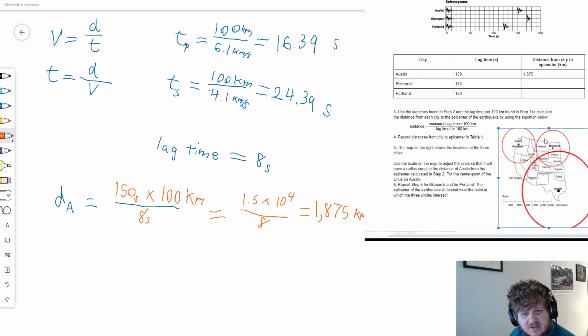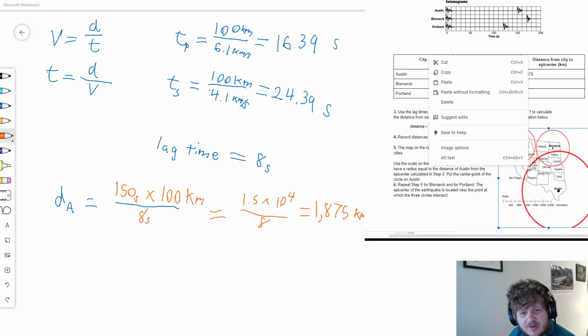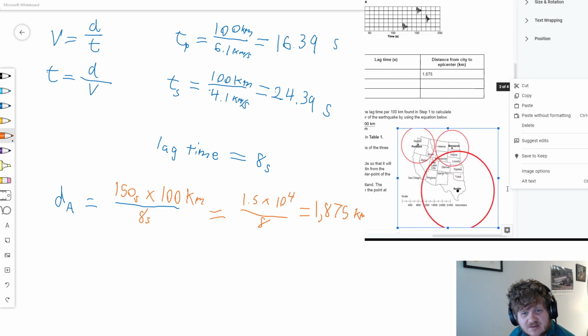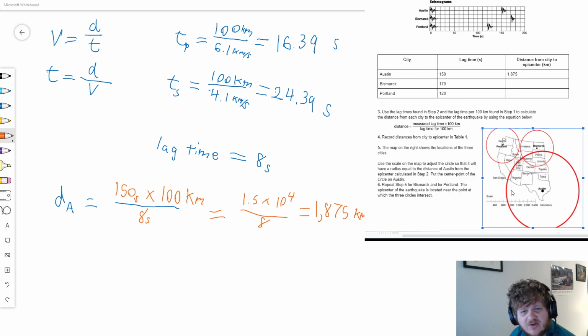And so we'll save and close this. The map ends up getting a little bit weird, but what we can do is some edits to it. It'll look a little bit weird as it gets bigger, but you should still be able to, when you edit the image or the drawing, adjust the size of the ones around Portland and Bismarck and get a good look of where the closest place is that the earthquake happened.